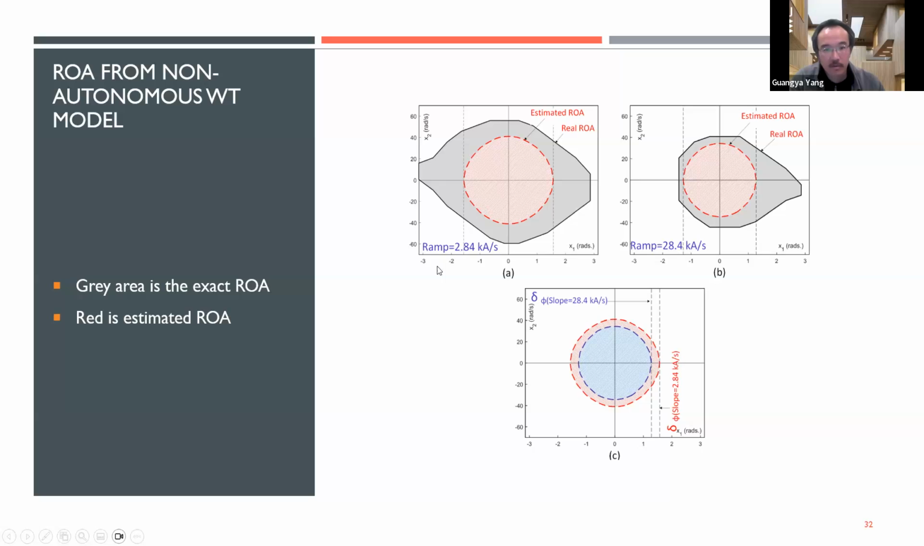So here, when we take a different ramp rate in the study, this is the real ROA done by many simulations, and this is the estimated ROA based on the condition with phi equals 0. With another ramp rate, you can do the same. Then you can compare the size of the ROA for different ramp rates, where you can see that when the ramp rate is low, the ROA is larger. That means that when you have a higher ramp rate of the active current, the system stability is actually worse because you have a smaller ROA.